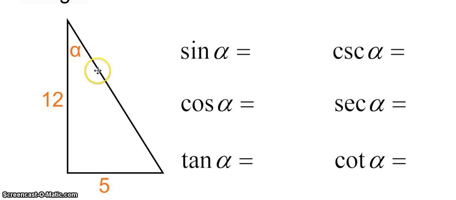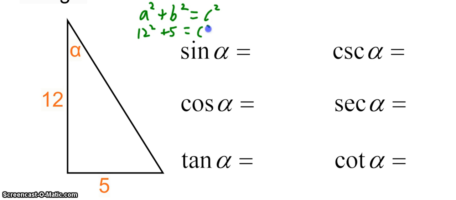Well, I just think about my relationships. I know sine is opposite, so in this case the opposite of alpha is 5, over hypotenuse. But what's the hypotenuse? Well, I could use my Pythagorean theorem. So remember, a squared plus b squared equals c squared. So in this case, 12 squared plus 5 squared equals c squared.